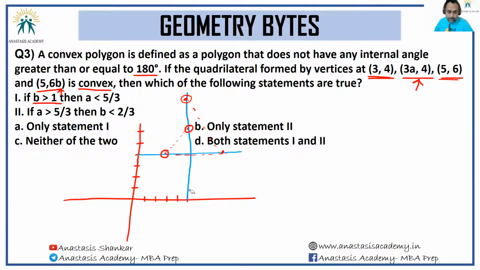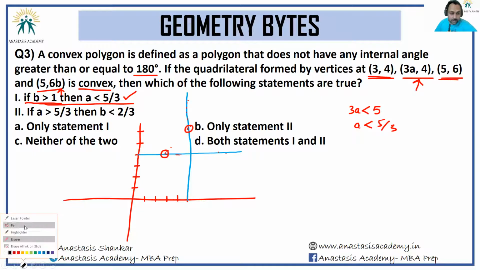Similarly, I cannot take it on the line X equal to 5 itself because then it will no longer be a quadrilateral. 3 points will be collinear. The only way it becomes a convex quadrilateral is if the point (3A, 4) is taken somewhere to the left of this line, or in other words, 3A is less than 5, the x coordinate is less than 5, or A is less than 5 by 3, and this is what statement 1 says. So this is absolutely true. Statement 1 is true. Okay, let me erase the unnecessary bits. You don't know where this fourth point is because only when A was greater than something was mentioned.